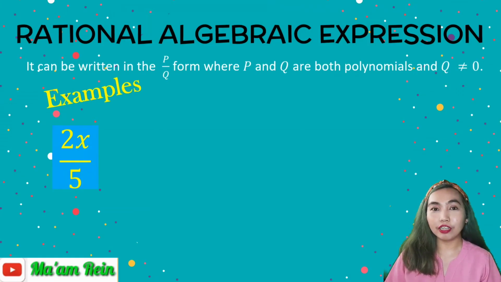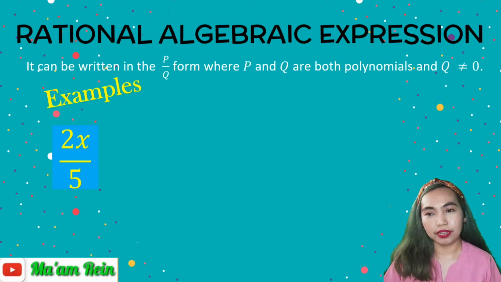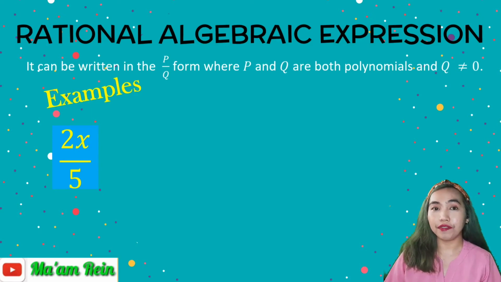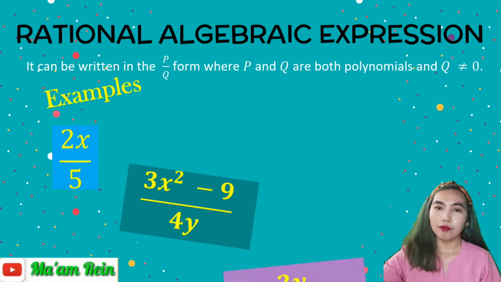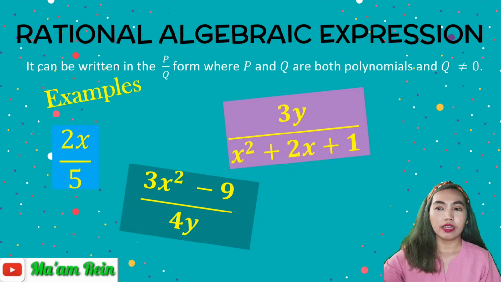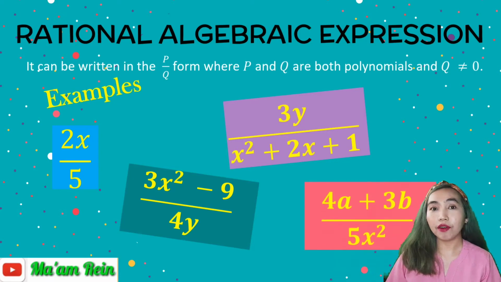When we say rational algebraic expression, it can be written in the form of P over Q, where P and Q are both polynomials, and Q must not be equal to 0. Here are the examples. We have 2x over 5. We have 3x squared minus 9 over 4y. We have 3y over x squared plus 2x plus 1. And we have 4a plus 3b all over 5x squared.